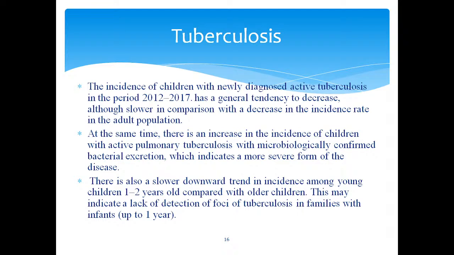At the same time, there is an increase in the incidence of children with active pulmonary tuberculosis with microbiological confirmation of bacterial excretion, which indicates a more severe form of the disease. There is also a slower downward trend in incidence among young children 1 to 2 years old compared with older children. This may indicate more detection of tuberculosis foci in families with infants.